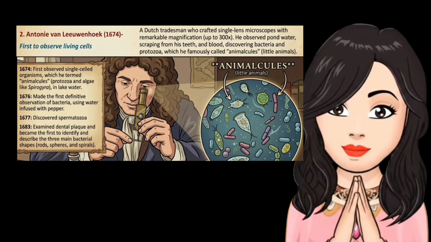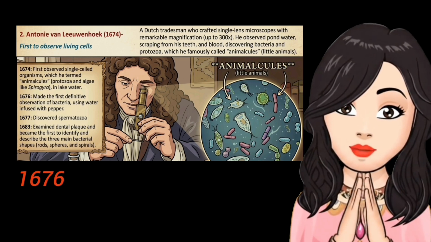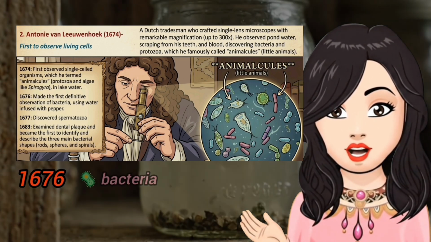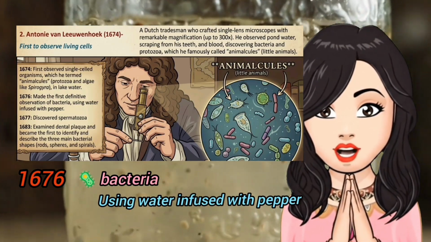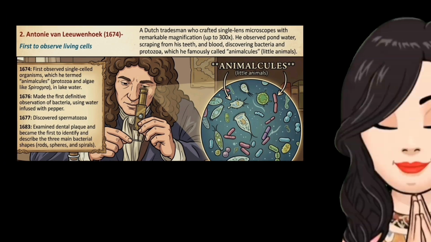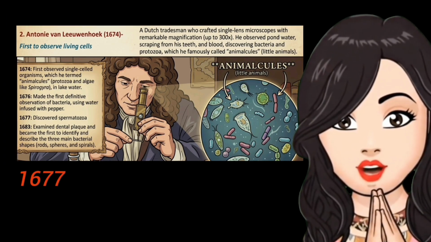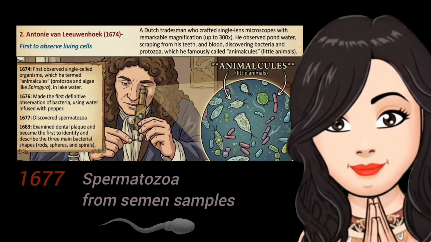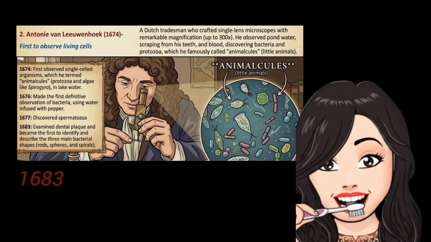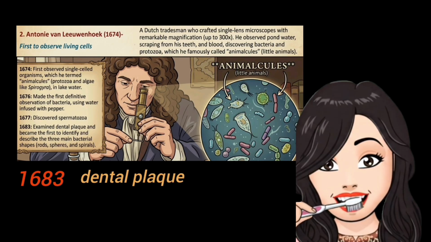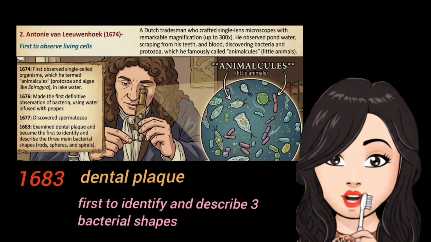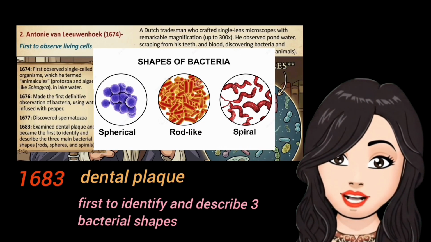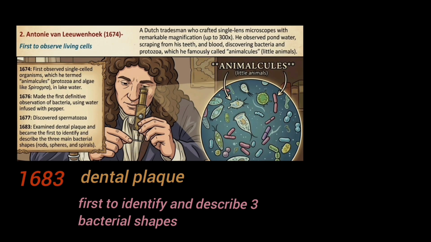In 1676, he made the first definitive observation of bacteria, using water infused with pepper. In 1677, he discovered spermatozoa from semen samples. In 1683, he examined dental plaque, first to identify and describe the three bacterial shapes: rods, spheres, and spirals.